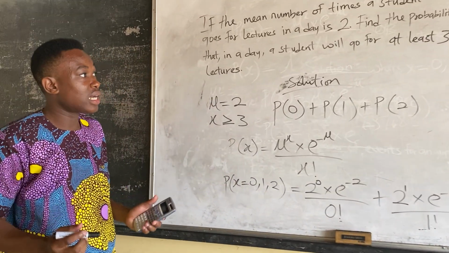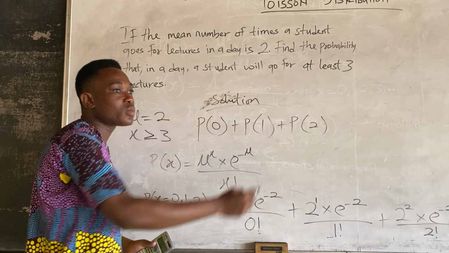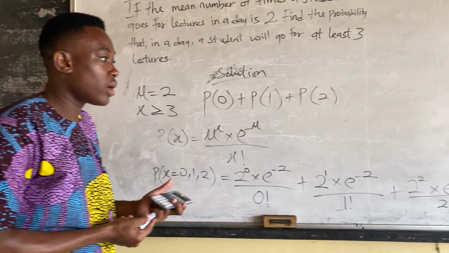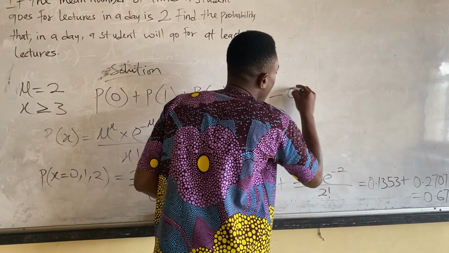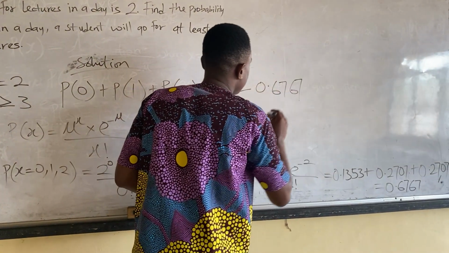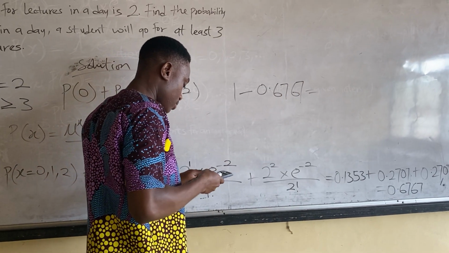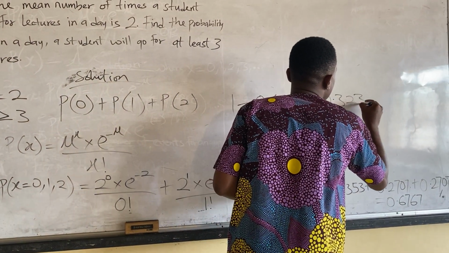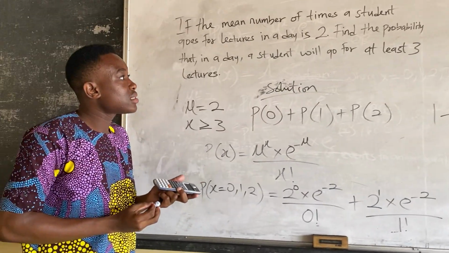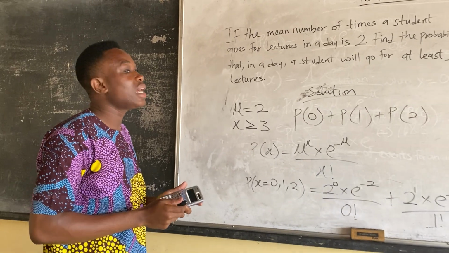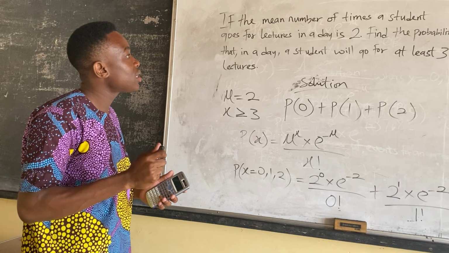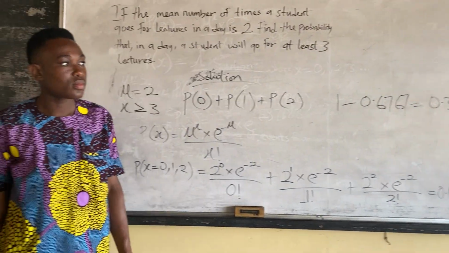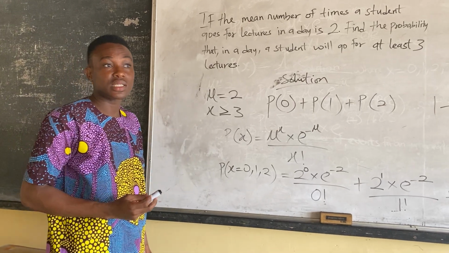But initially, what we said was that to find the probability of this event, we'll have to solve for its opposite and then subtract from 1. Now we've solved for its opposite, so we are now going to subtract from 1. So we have 1 minus 0.6767, and that gives us 0.3233. So the probability that a student will go for at least 3 lectures in a day, if the mean number of times a student goes for lectures in a day is 2, is given as 0.3233.